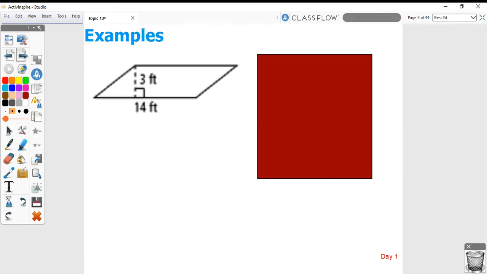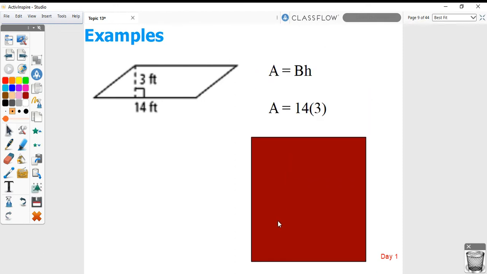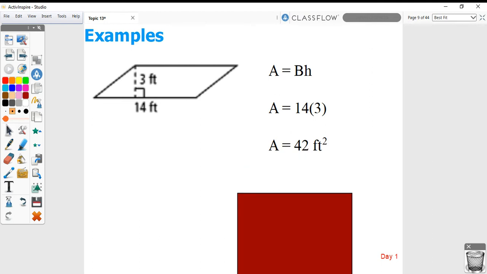When you look at this first example, the base very clearly is labeled 14 feet. The height is also very clearly labeled 3 feet. So if you're looking for the area, you just multiply those things together. 14 times 3 and we get an area of 42 square feet.